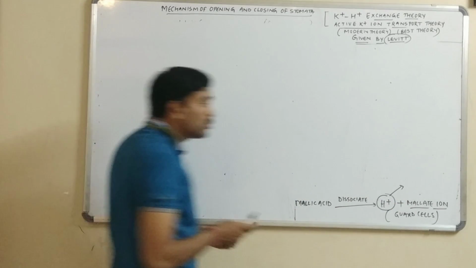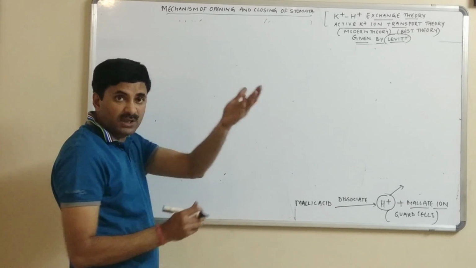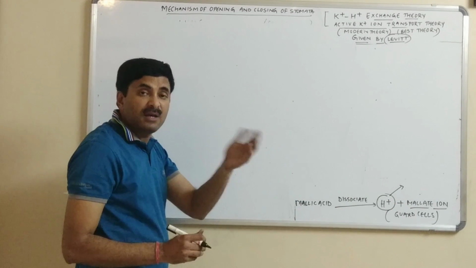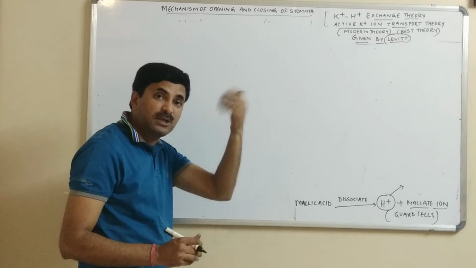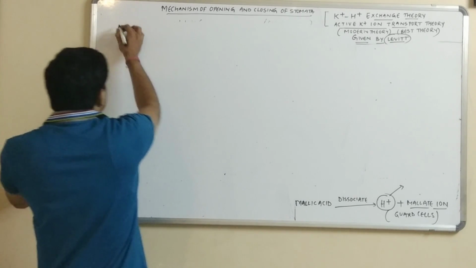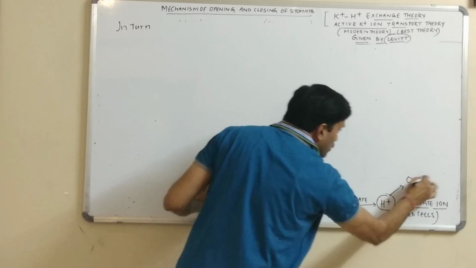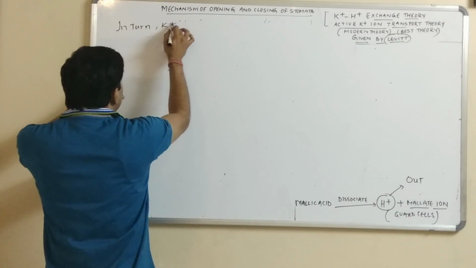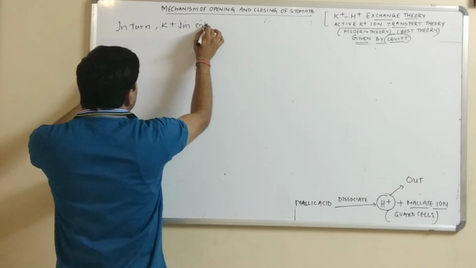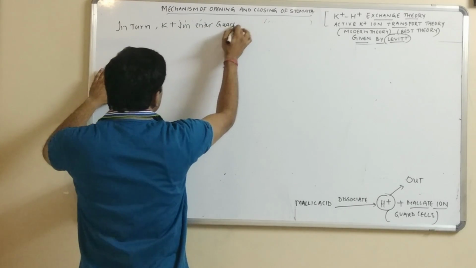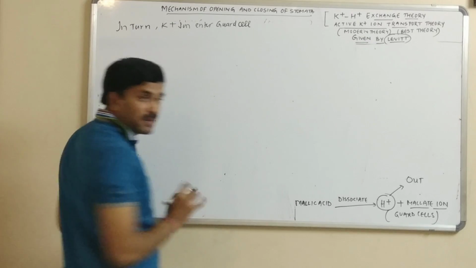Now this H plus ion will go out, meaning its outflux will occur, meaning it will go outside from the guard cell to the subsidiary cell, and in turn K plus ion enter the guard cell, right, from the subsidiary cell.